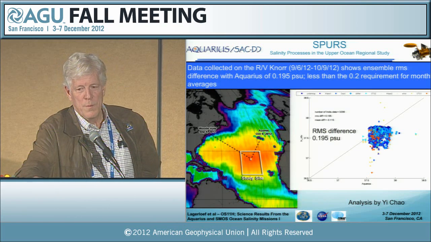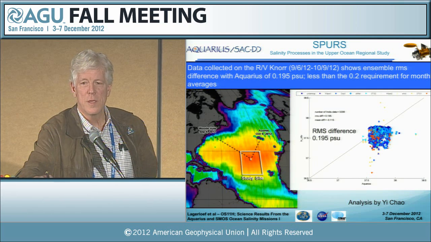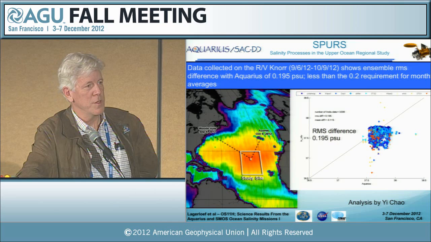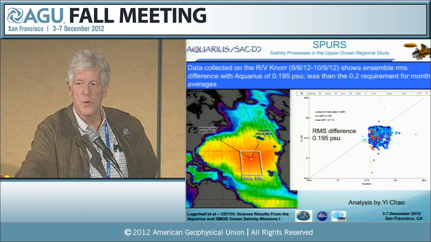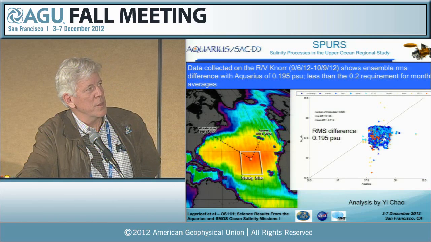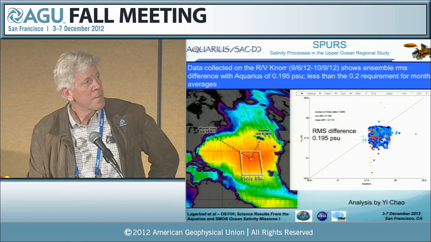So my conclusion that I draw from this is that the instrument, the measurement system, is clearly capable of meeting the requirement. We don't say that we can do it everywhere on the globe at this point in time because there's still some other geophysical corrections that have to be perfected, but we're obviously well within reach of meeting that requirement.